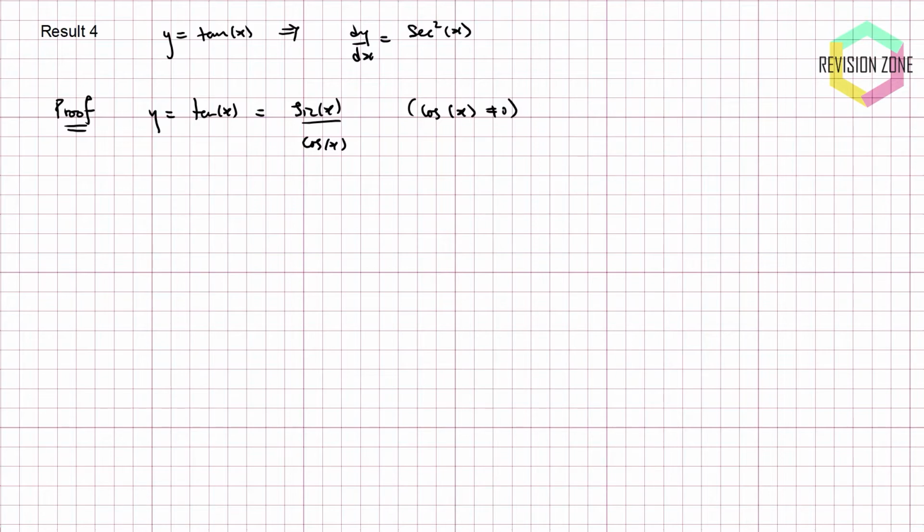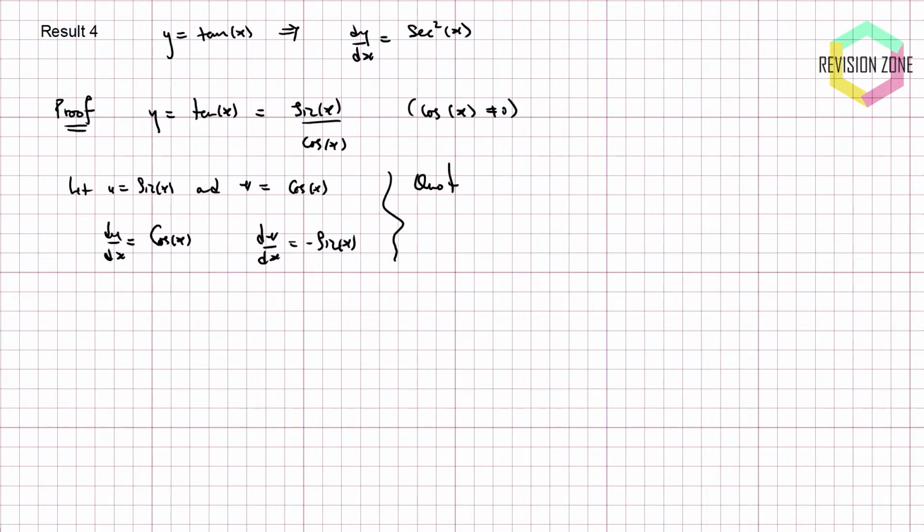And then at this stage, we're going to use the quotient rule. So I'm going to say let u equals sine x and v equals cos x. We've seen this sort of thing lots of times before, so I'm just going to work my way through this systematically. The derivative of sine is cos, and the derivative of cos is minus sine. And of course, the quotient rule says, and then we just substitute things in.